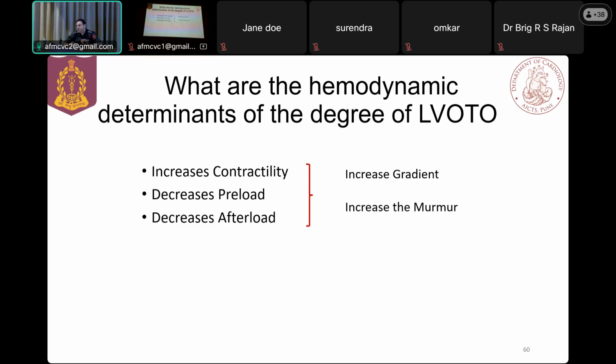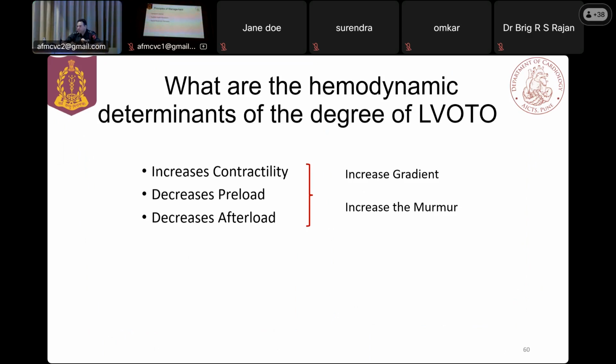Then there are things which decrease preload, because less of the ventricle is filled, then again it contracts forcibly and less blood is there. So there is again increased obstruction at the outflow. And decreased afterload: basically, decreased afterload increases the gradient because pressure distal to the aortic valve decreases and within the ventricle increases. So when this gradient is there, it causes more increase in the degree of LVOT obstruction. With that, there is increased gradient and intensity of murmur.